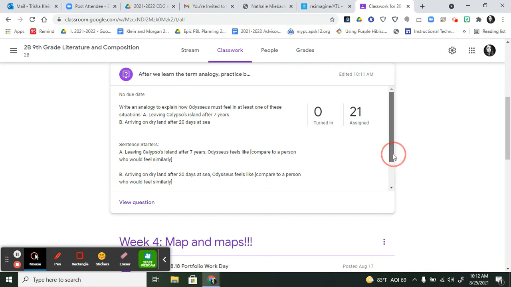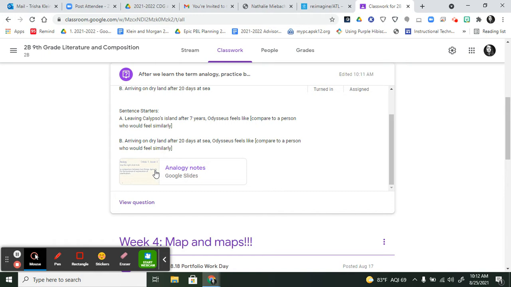But first, we need to make sure we know what an analogy is. Most classes I was able to go over this. I think there was only one where I was not. But if you were absent or you need the refresher, let's take a minute to review what an analogy is.